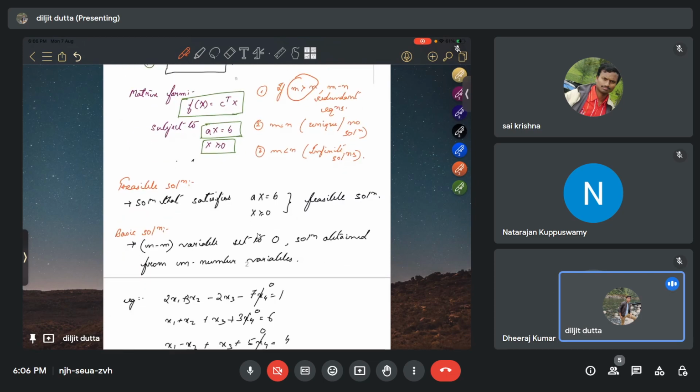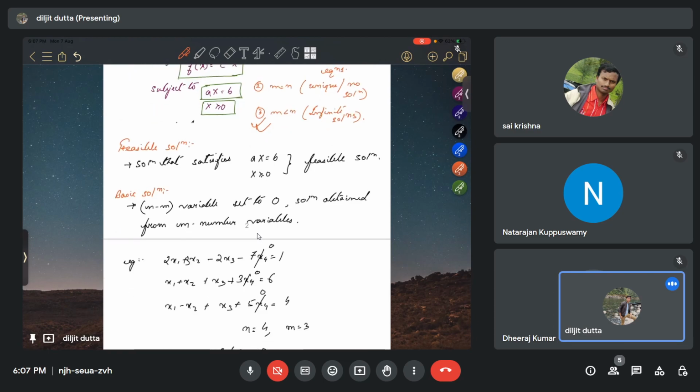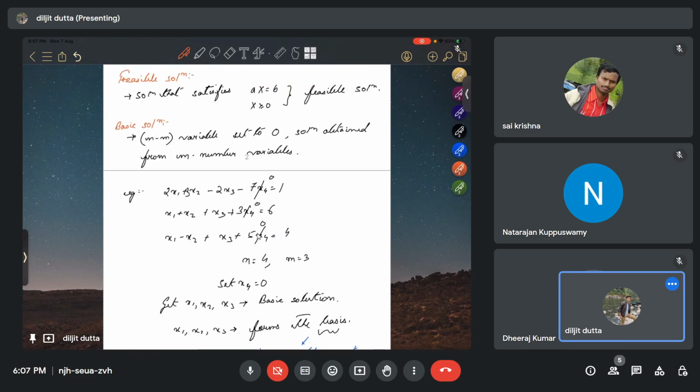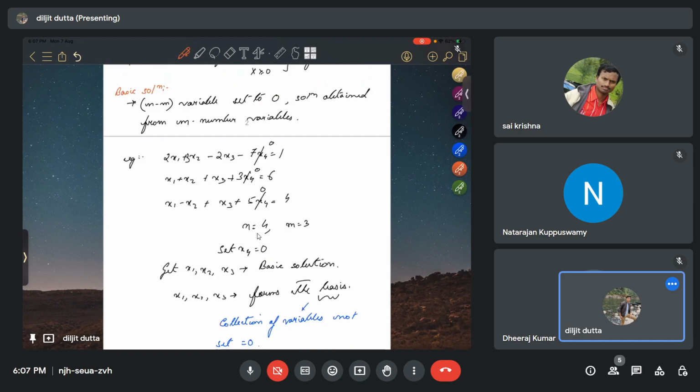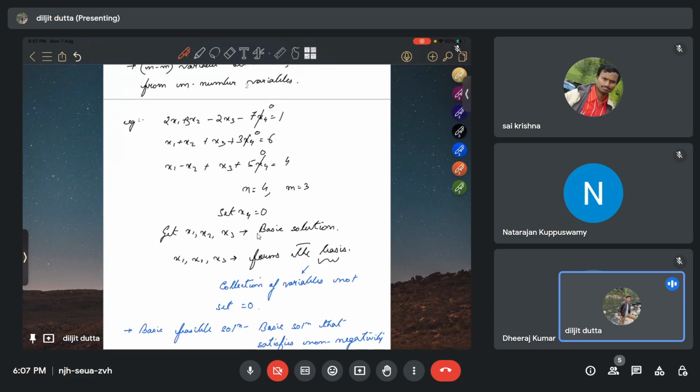A basic solution is obtained in the third case, where m is less than n. We will have only m constraints and n variables. There will be n minus m variables that are the non-basic variables, and by setting these variables to 0, we get a solution based on the remaining m variables. The solution obtained based on the m variables is called the basic solution, and the variables in the basic solution form the basis.